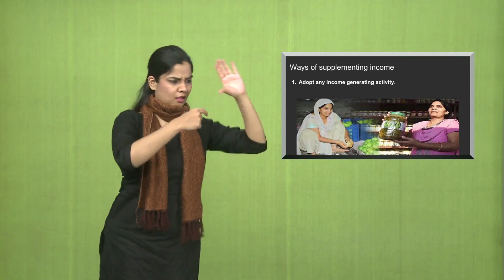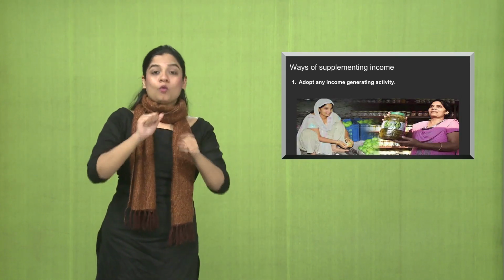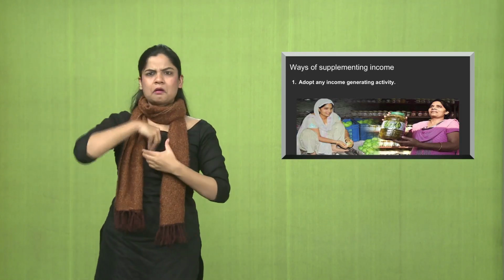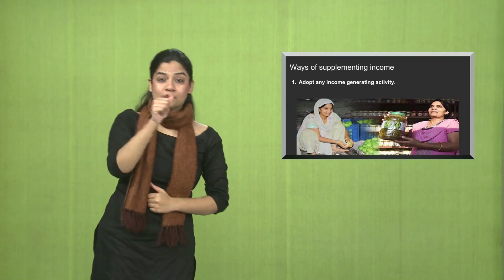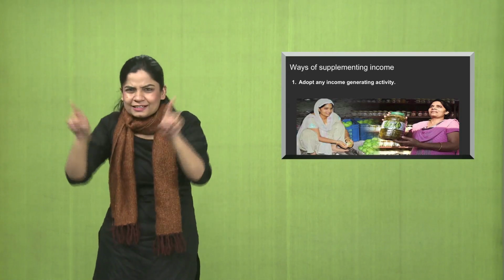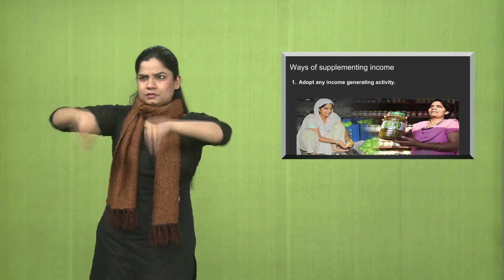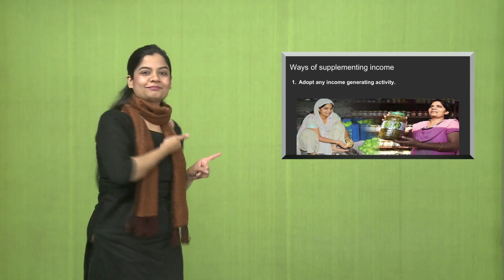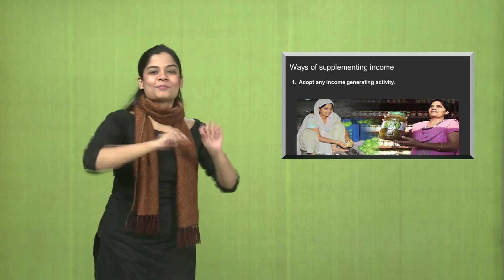Ways of supplementing income. If you want some more extra money, you have to work even harder. For example, if you're doing a job in the morning, in the evening you have some skill. For example, you can make amazing jam or papad or pickle, etc. You can make that and make money by selling it and also support the family income.